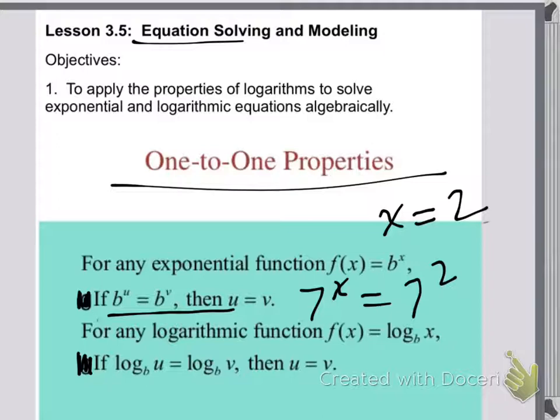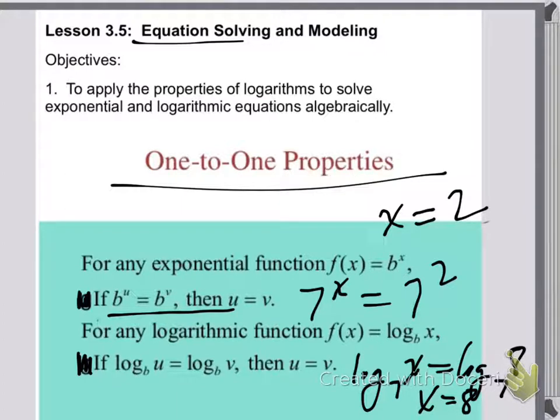Further, the logarithmic one, if we have log base b of u equaling log base b of v, then u equals v. So if we have log base 7 of x equaling log base 7 of 8, then x is going to equal 8. Alright, so we're going to use these two properties to help us solve equations.